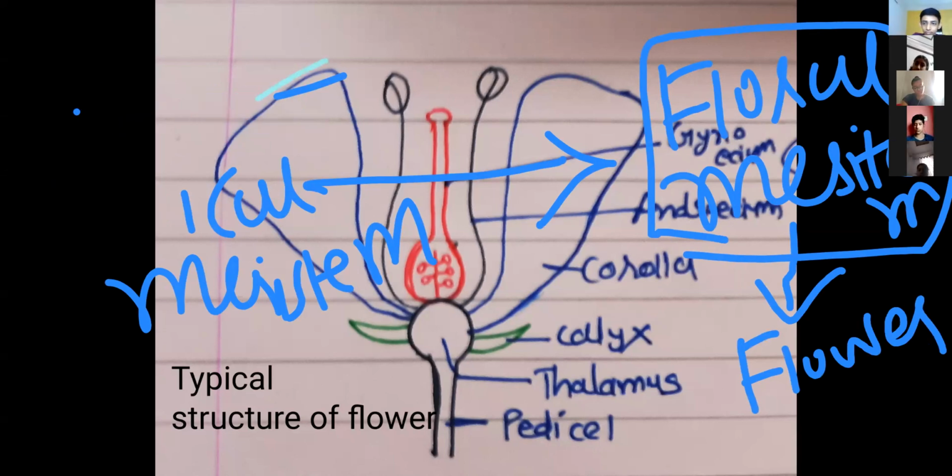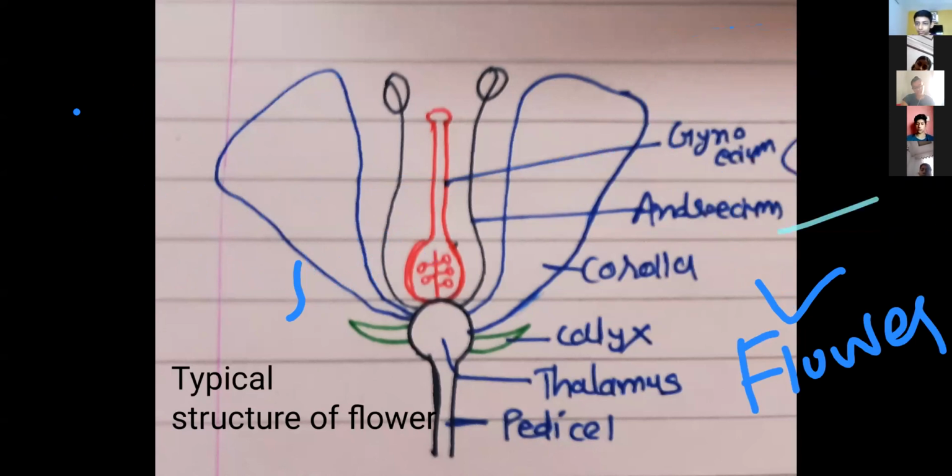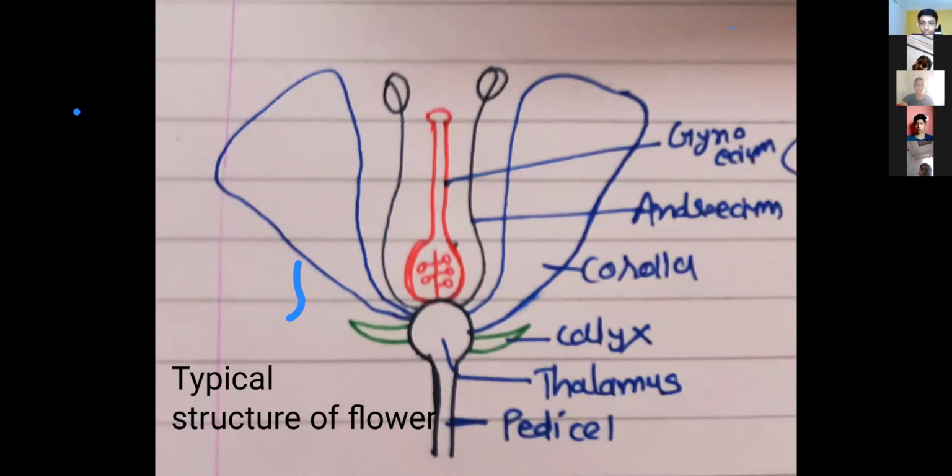Next, second point. See, the flower is the reproductive unit of the angiosperm. Angiosperms are flowering plants, commonly known as the flowering plants. So remember, the main reproductive unit of angiosperms we call the flower.